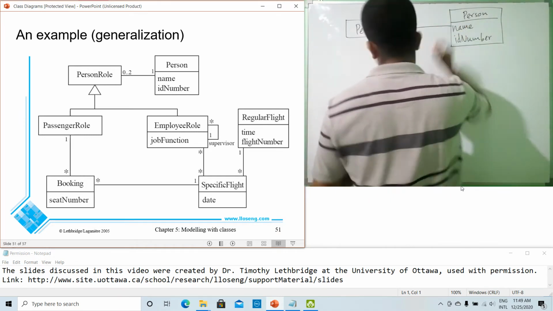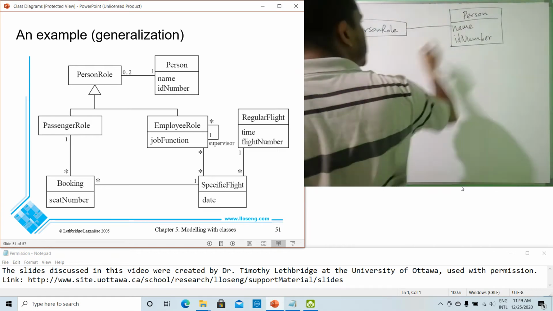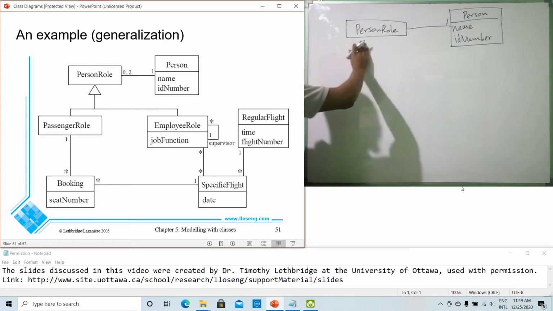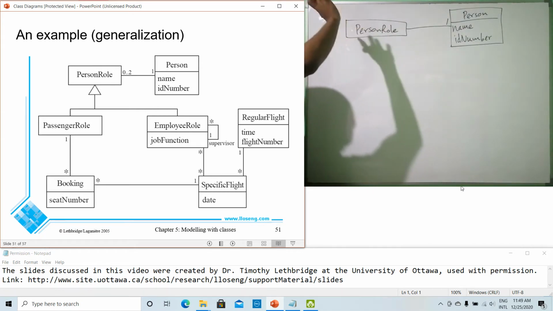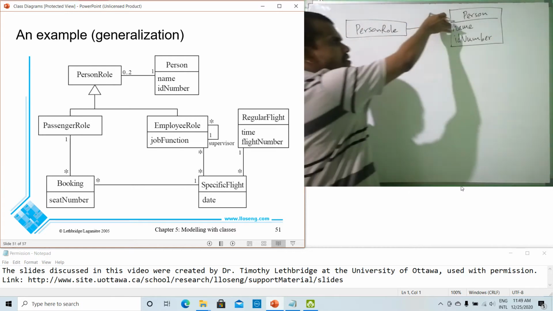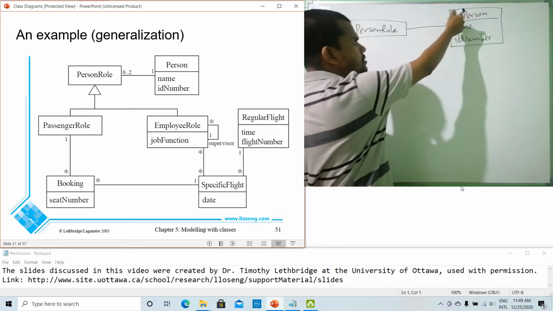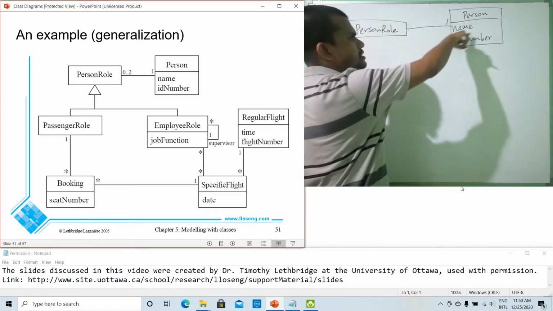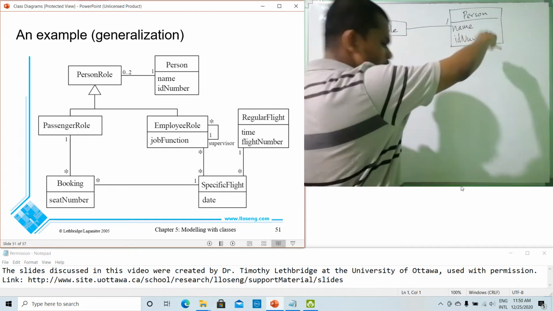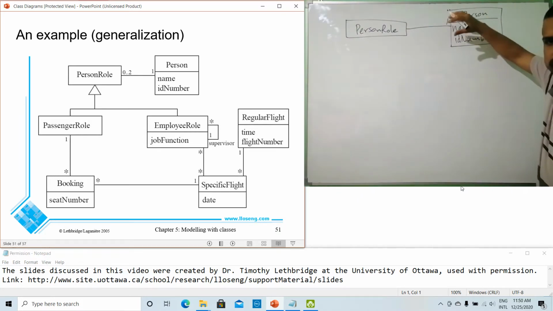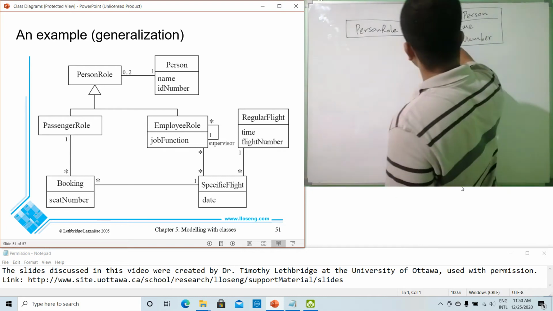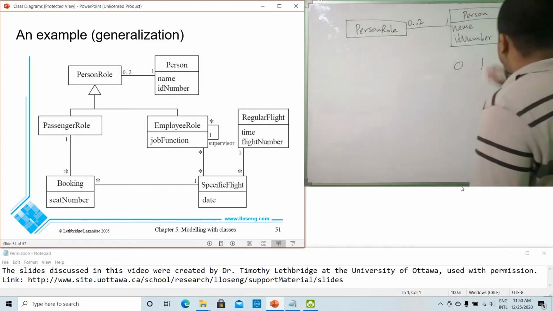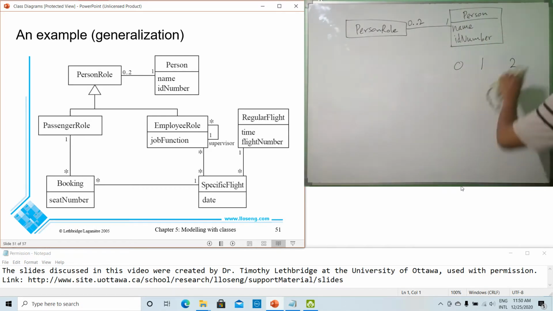Here, one person role, you will understand what this is later. Anyway, one particular object is related to one. Since the multiplicity is one, one person role object is related to one particular person object. One particular person object can have either 0, 1 or 2 person roles.